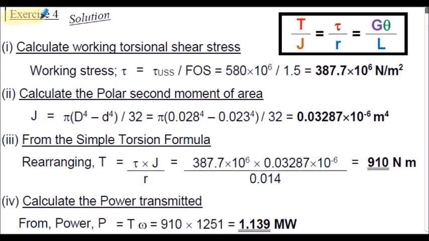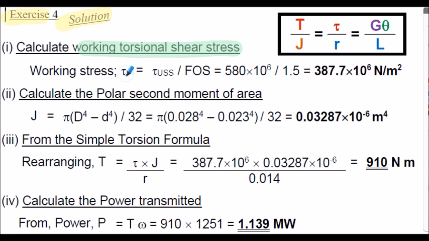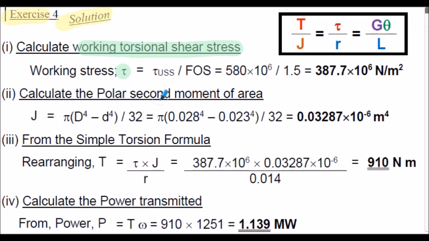Exercise 4, solution continued. So firstly I've calculated the working torsional shear stress, the permissible stress. So the working stress tau is equal to the maximum shear strength divided by the factor of safety. So inserting the values for the ultimate shear strength and for the factor of safety of 1.5, we can evaluate the working shear stress. That's 387.7 times 10 to the 6 newtons per meter squared.